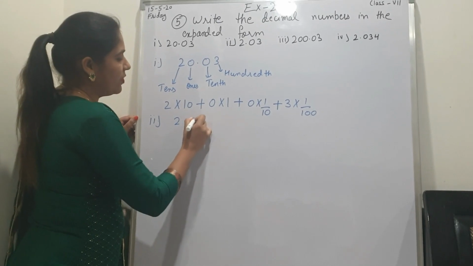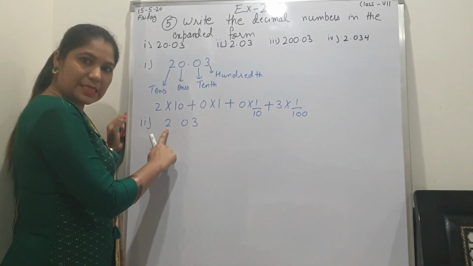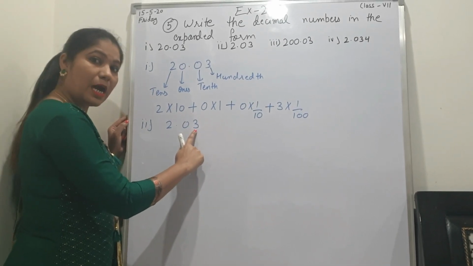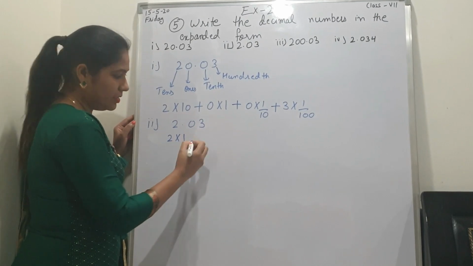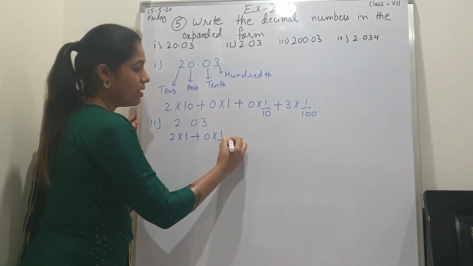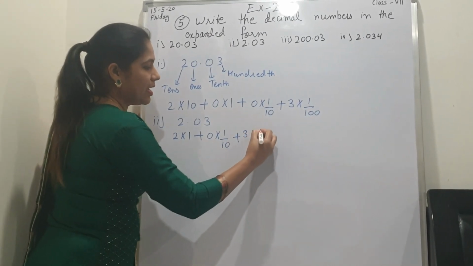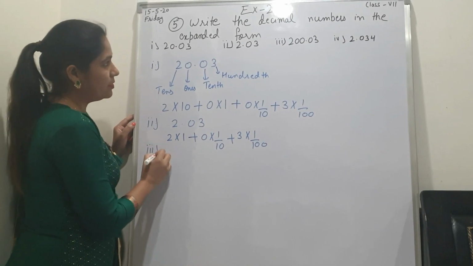In a similar way we will do the next part, 2.03. Ones place, tenth and then hundredth. It means 2 multiply 1 plus 0 multiply 1 upon 10 plus 3 multiply 1 upon 100.